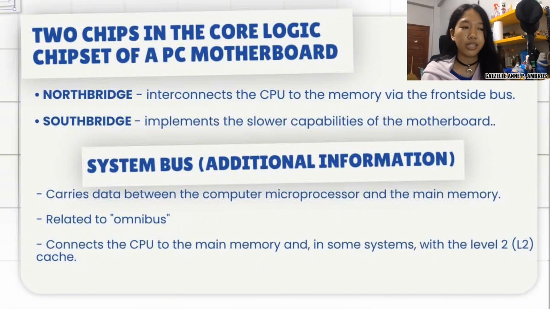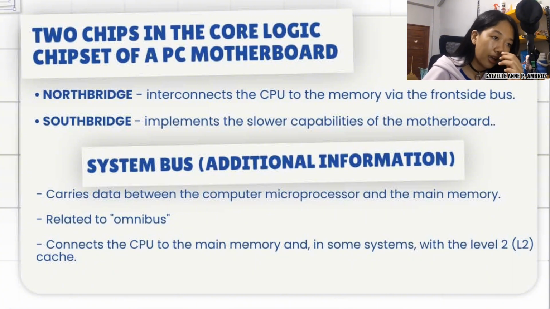a smooth performance. We also have additional information on the system bus here, which, as you can read, is a pathway composed of cables and connectors that carry data between the computer, microprocessor, and the main memory. Now, why is the system bus being brought up here again? Well, it's because the system bus is connected to the CPU along with the main memory. And as I repeated earlier, it carries data between the computer, microprocessor, and the main memory.